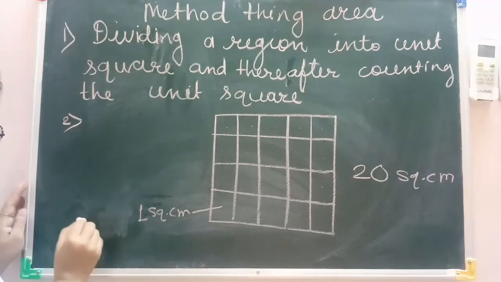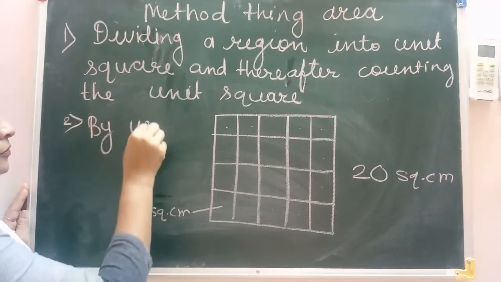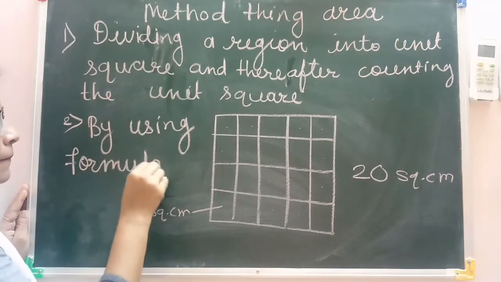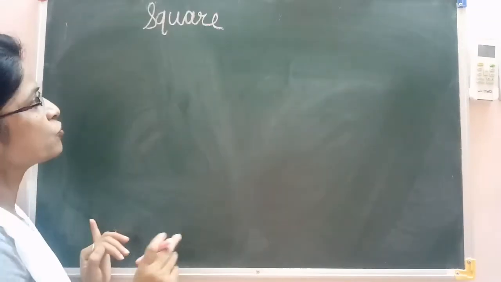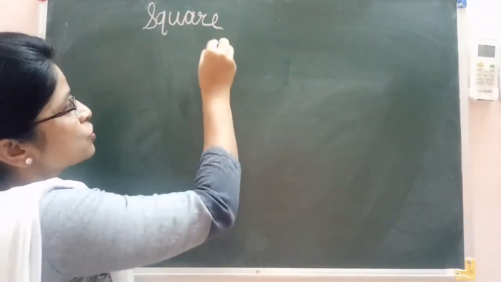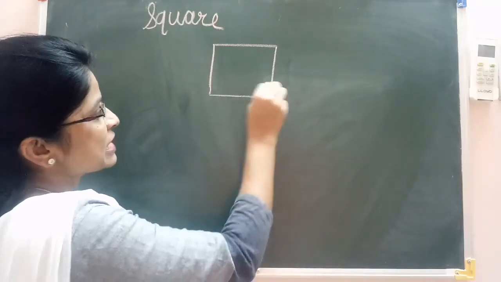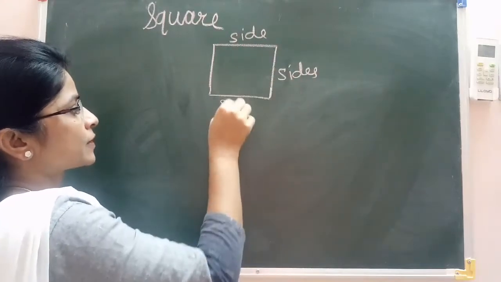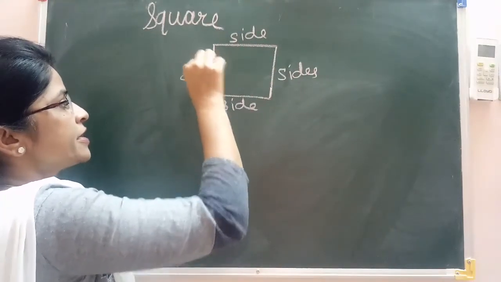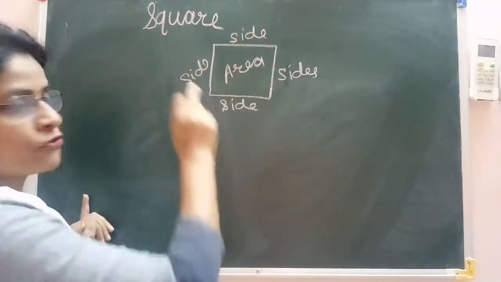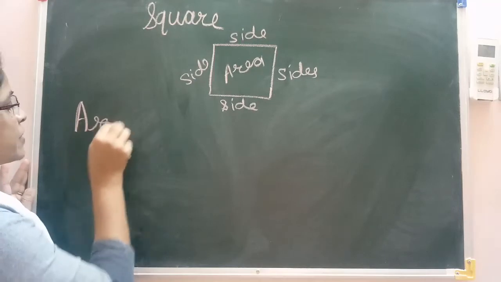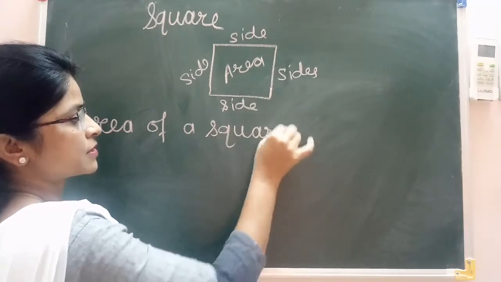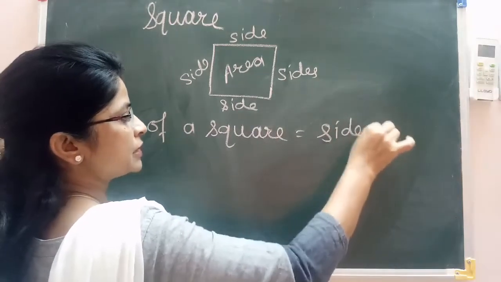Now the other method is by using a formula. The formula for the area of a square. As we know, a square has all sides equal, it has 4 sides, and this is the area of the square. To find the area of a square, we use the formula side multiplied by side.